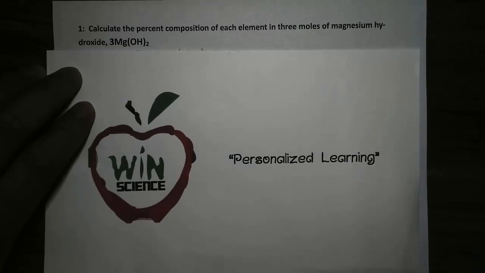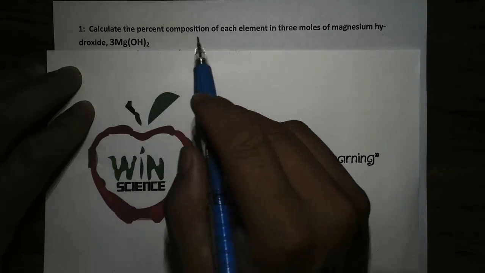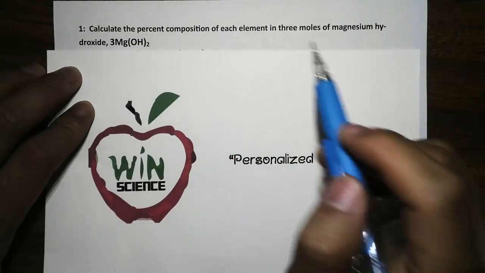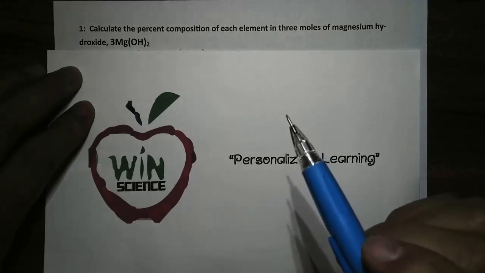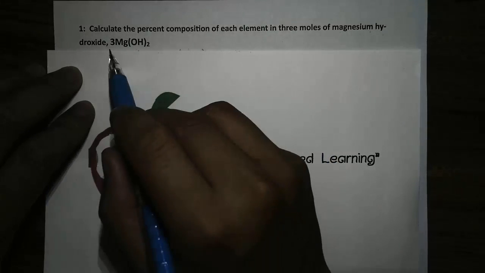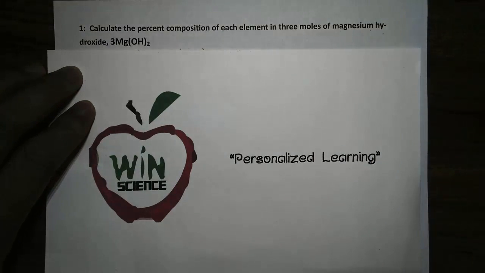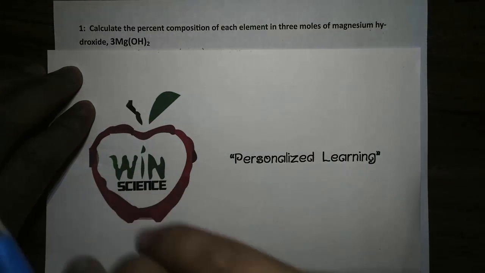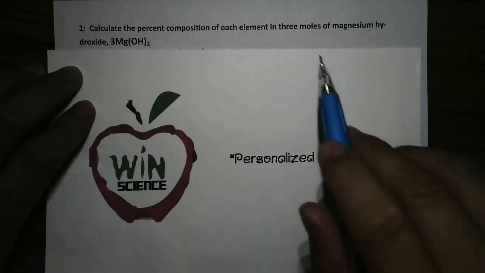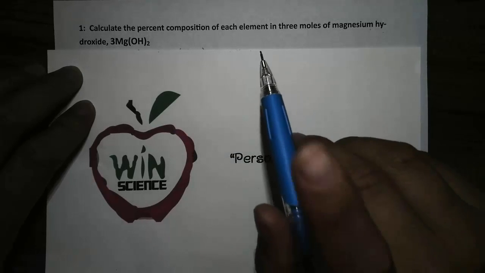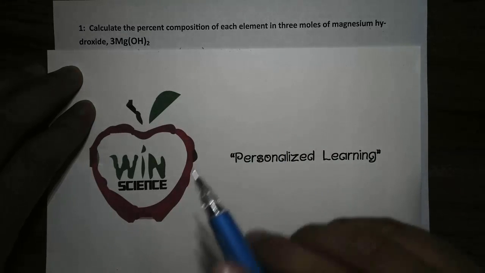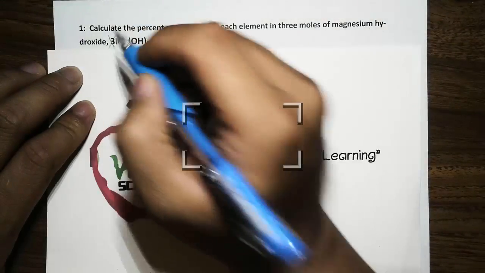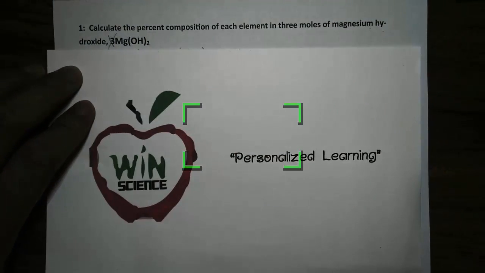So let's do some example problems. Calculate the percent composition of each element in 3 moles of magnesium hydroxide. And again, look at the 3 moles. Do we care about the 3 at all? Remember the previous problem, if we have the entire sample of the same substance, all we have to do is look at 1 mole or 1 compound. So we can just ignore the 3 when we calculate our percentage composition for each of the elements in the compound.